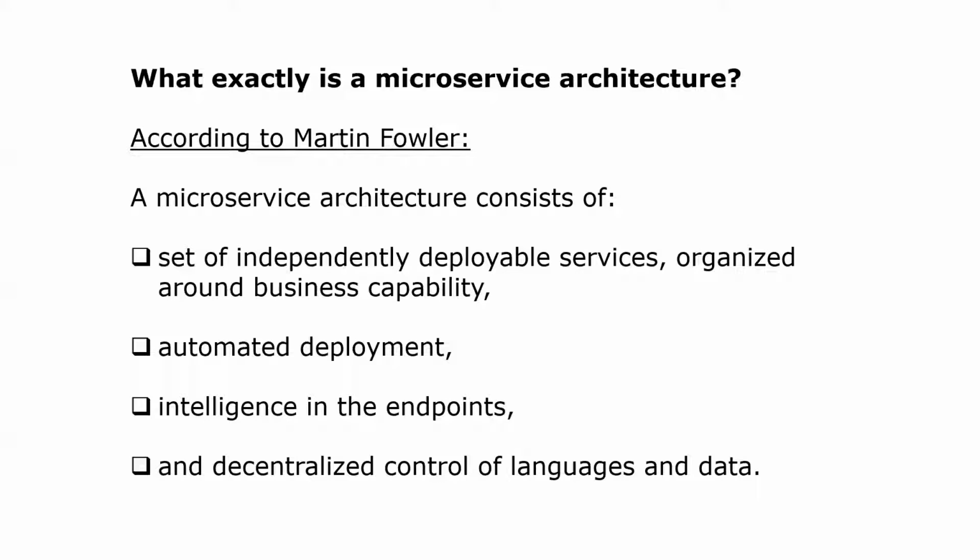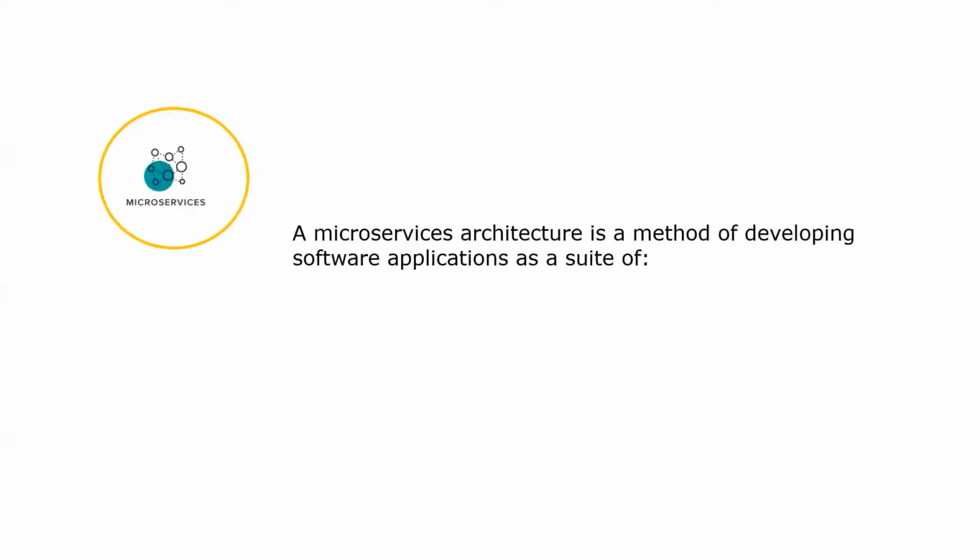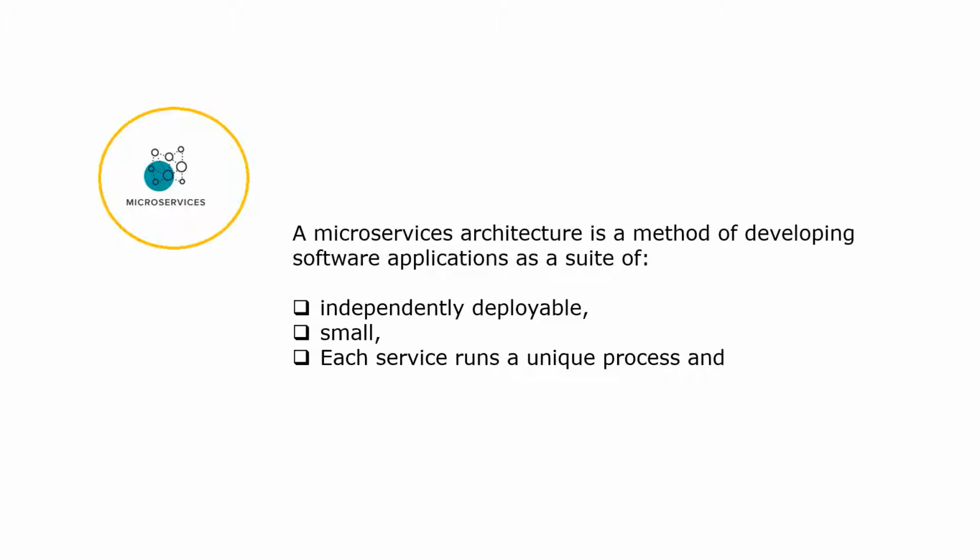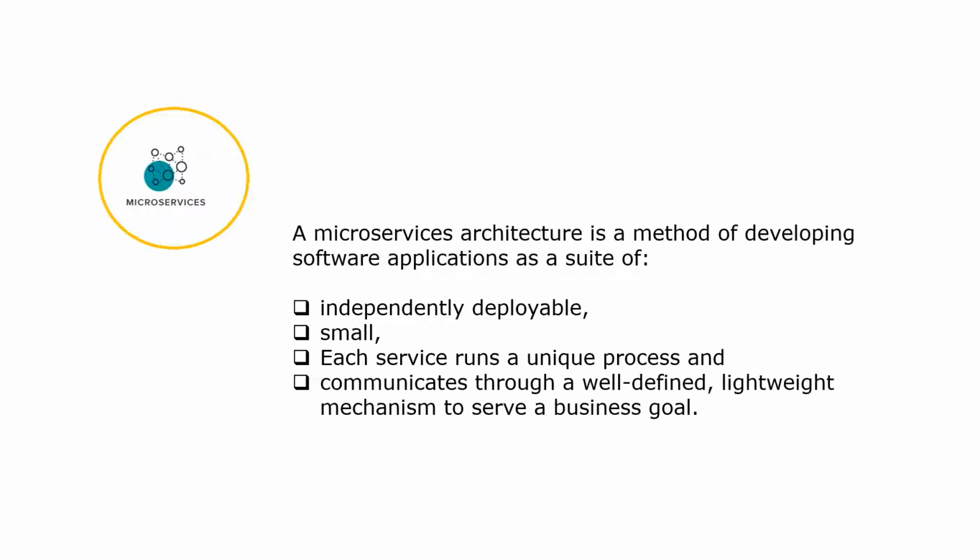Similarly, the intelligence in the endpoints, because one service is talking to another service. Those endpoints may change dynamically. At the same time, the caller should be intelligent enough to make the call to those endpoints, right? So these are all the main concepts of microservice architecture. And here is one more definition: microservice architecture is a method of developing software applications as a suite of independently deployable, small services. Each service runs in its own process and communicates through a well-defined, lightweight mechanism to serve a business goal, right?